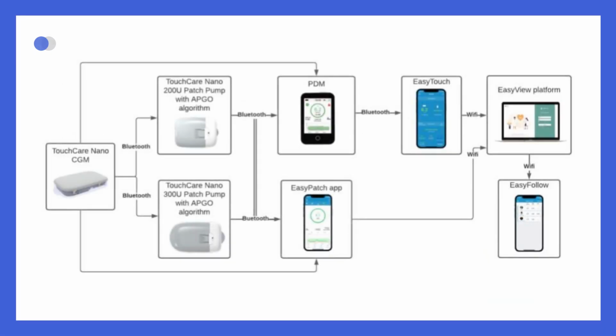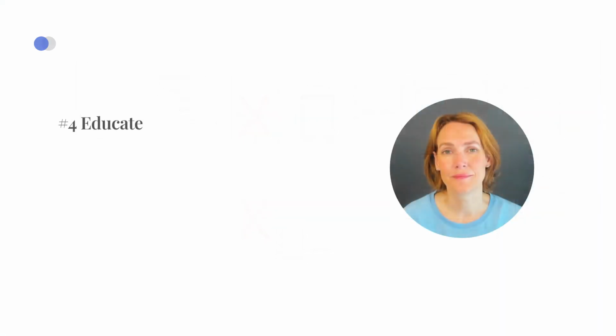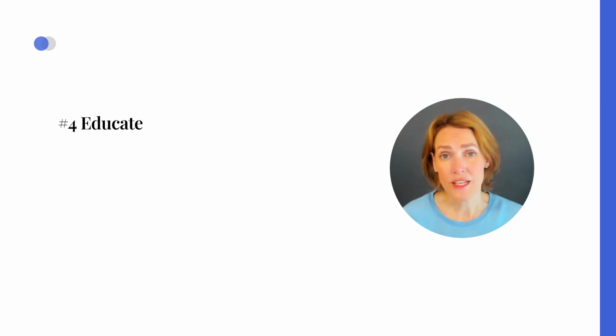If the connection between the insulin pump and the PDM or phone is lost, auto mode will still continue as long as the CGM maintains a stable connection with the patch pump, since the transmitter can send sensor glucose data directly to the pump base. 4. Educate.